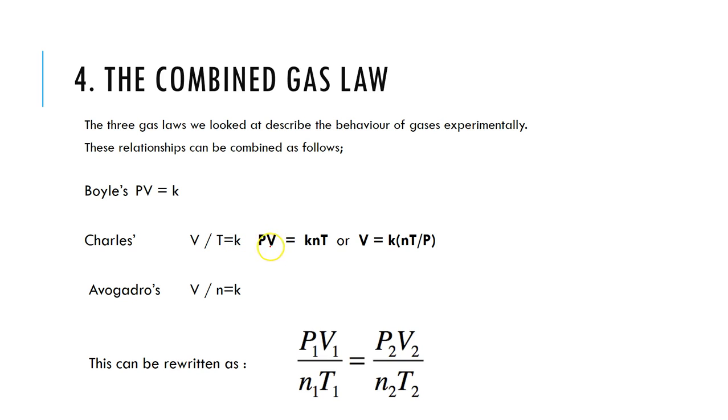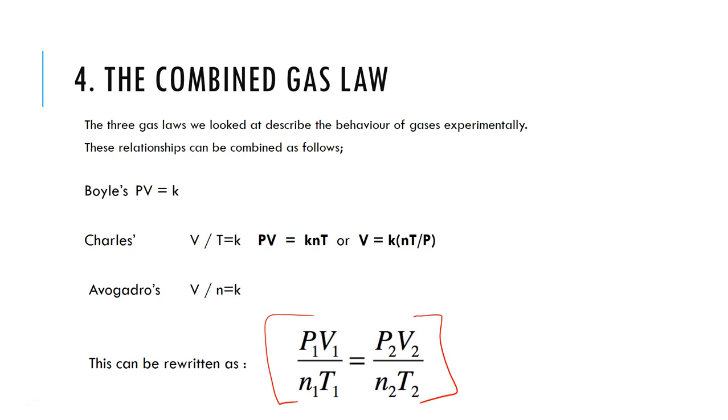So now we've got PV equals a constant multiplied by n and/or T, or V is equal to this constant times nT over P. Avogadro's law links volume and the amount of mole. If we don't worry about how we derive that, but trust that the maths work, we get this overall gas equation, where we've combined all the equations we saw before into one: P1V1 over n1T1 is equal to P2V2 over n2T2.